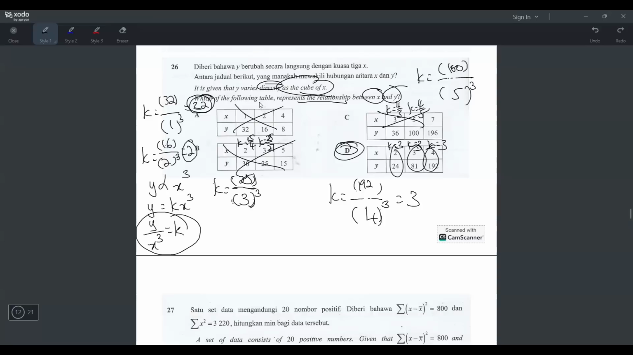So D is the answer. Because they ask which represents the relationship between x and y. So D is the correct answer, right? Because when you substitute inside, you get the same k answer for every set. Every set of values here gives you the same k answer. So that is the correct answer. Okay, done.